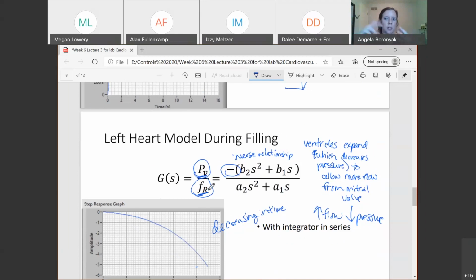It's really only a pressure difference between the atria and the ventricles that allows blood to flow into the ventricles. So when I graph this step response in time, I'm actually getting a decrease, or think about it as decreased pressure compared to flow. As flow increases, my pressure actually had to decrease. That's the only way I got increased flow through it. So there's an inverse relationship during filling that I don't have during ejection.